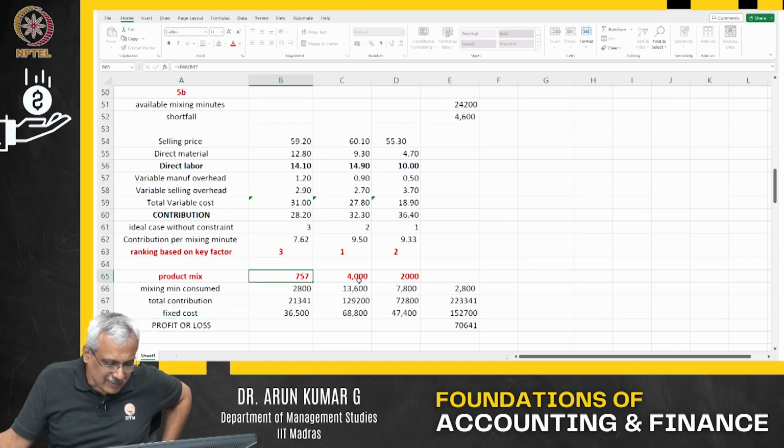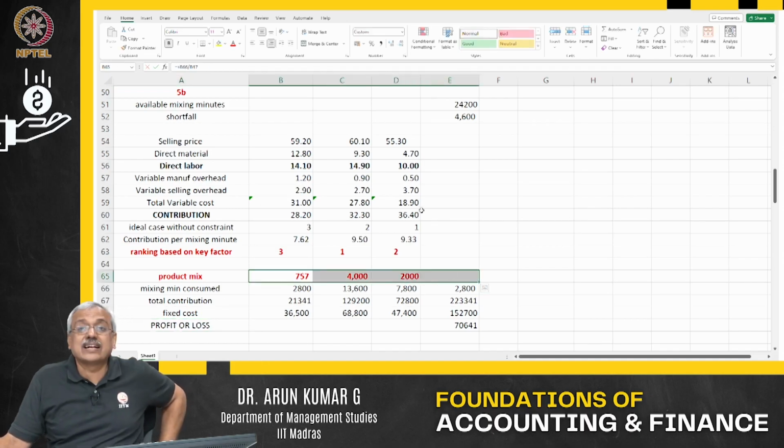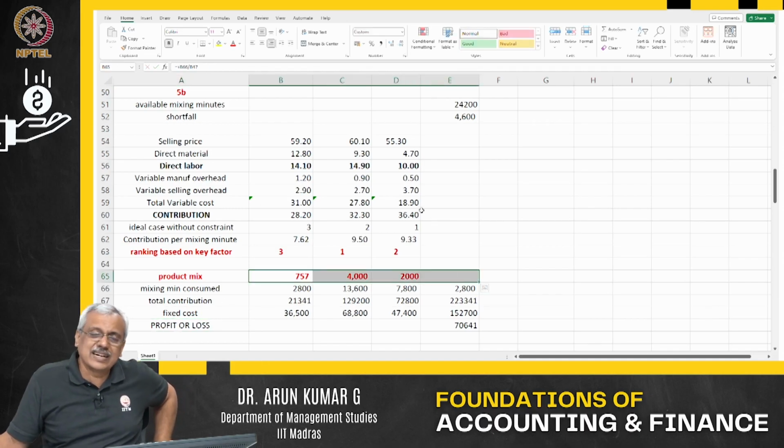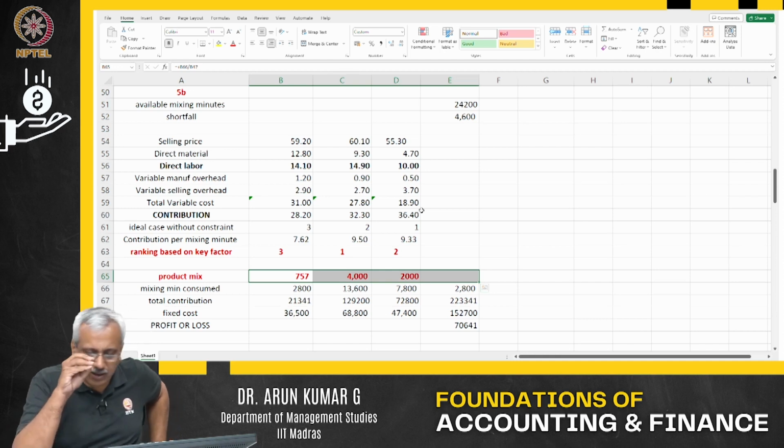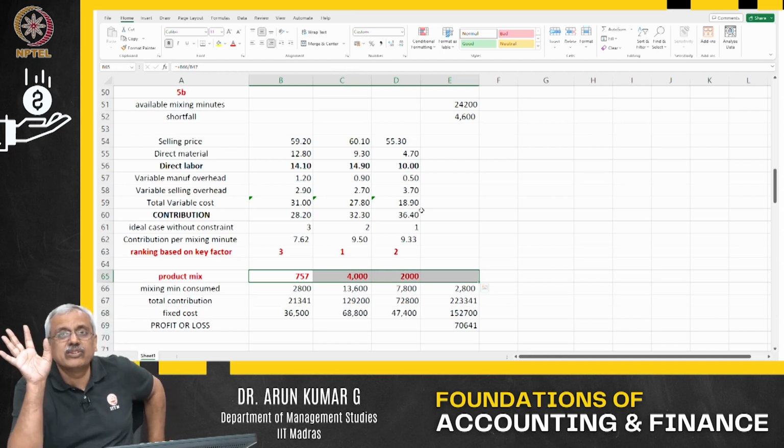This product mix is the best ideal product mix given the constraint. For this constraint, if you try any other product mix, the profit will always be less than this. This is maximizing the profit.